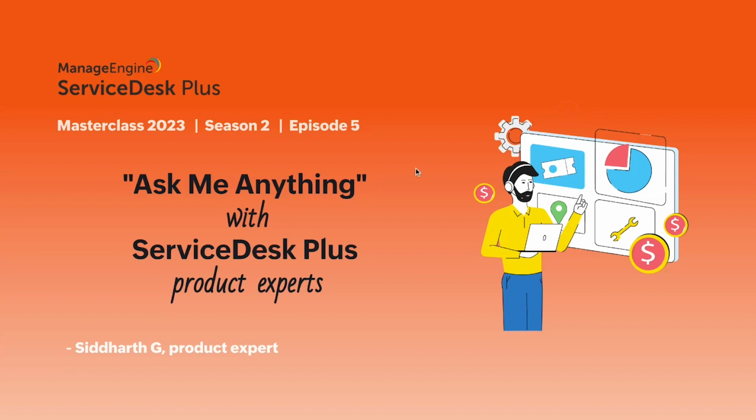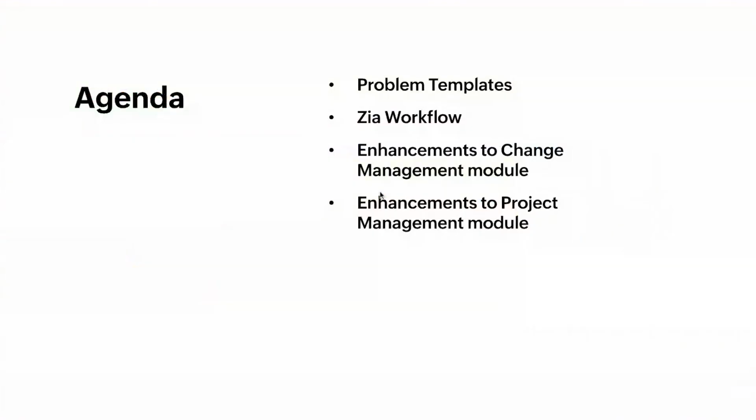So, as I said, this is the fifth episode. In season one, we discussed some of the core service management capabilities, starting with incident management, and we ended it with IT asset management. All right, so this is season two. And in this last episode, let us quickly go over some of the new capabilities as well as get your questions answered. So, this is broadly the agenda for today.